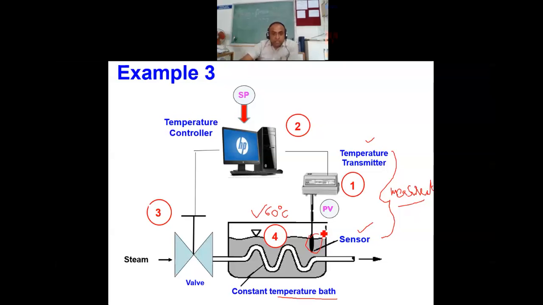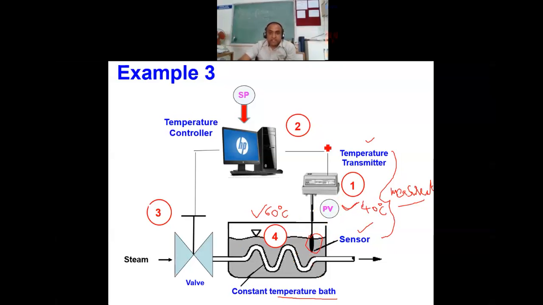Whenever you measure, that measured value we call a process variable, PV. I repeat, what is PV? P stands for process, V stands for variable. So once you measure the temperature, let us assume you are getting 40 degrees. That 40 degrees becomes the PV, the process variable, because it measures the variable of a process.